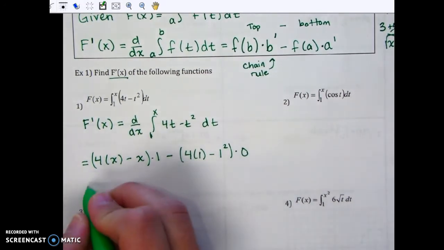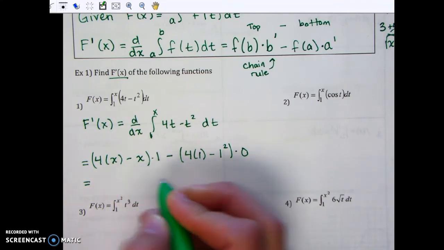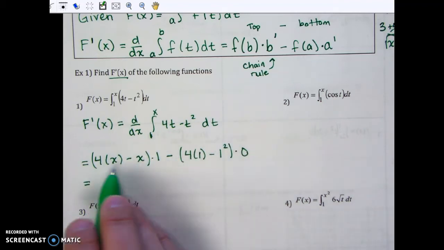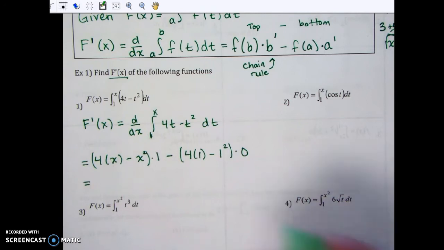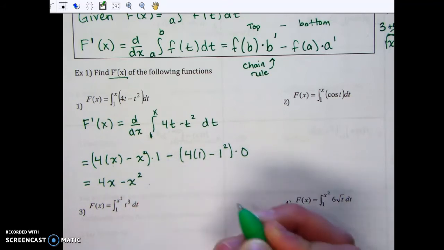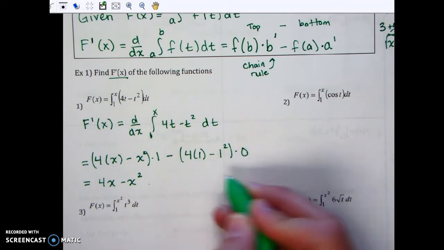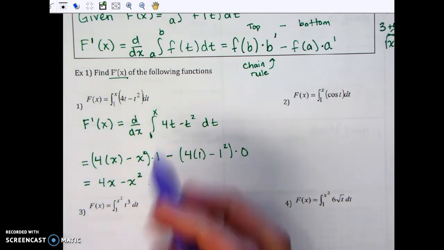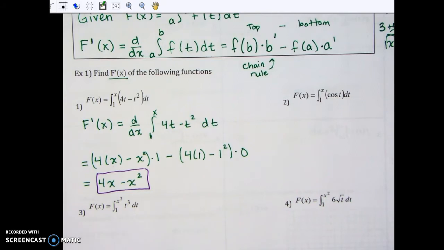And then we just simplify that. 4x minus, did I do something wrong here? Let's double check. 4t minus t squared. What did I forget here? 4x minus x squared. I apologize. So I have 4x minus x squared times 1 minus 4 minus 1 is 3, but times 0 is 0. So this is our final answer. Thought I had a second color here. Okay. Is that hard? Not at all. You ready?